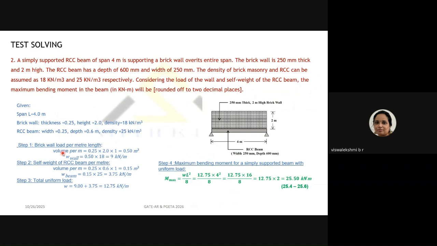First we'll find volume per meter. For 1 meter, we have to find the volume. Volume is B into D into H, breadth into depth into height. Breadth is the thickness, 0.25, into height, which is 2 meter. The length we'll take as 1 meter because we are taking it for volume per meter. So 0.25 into 2 into 1, which is 0.5 meter cube.